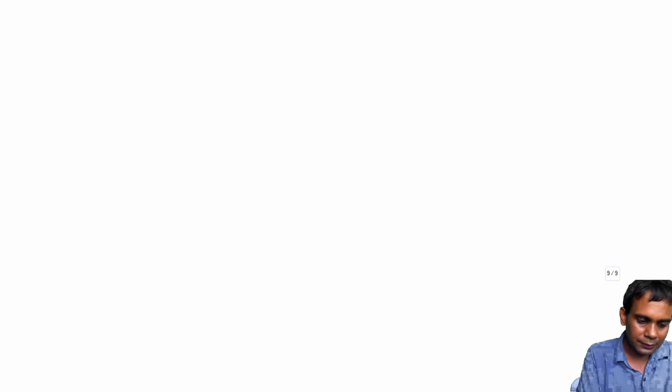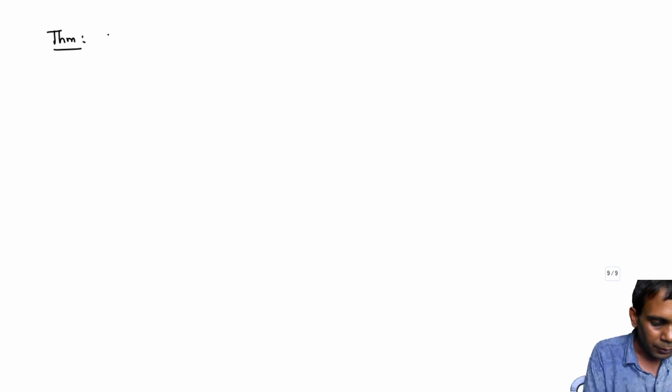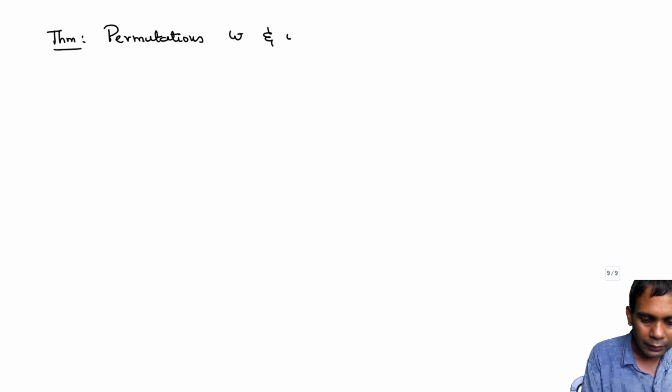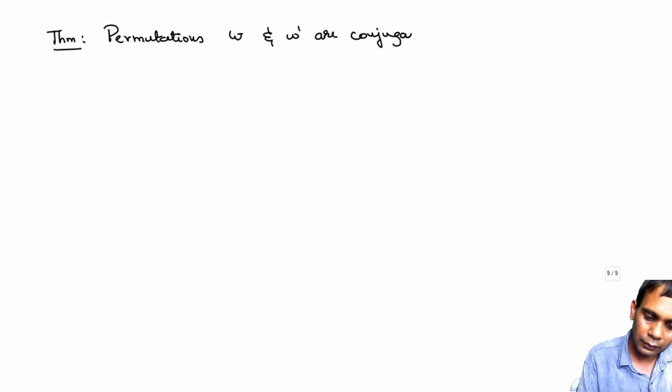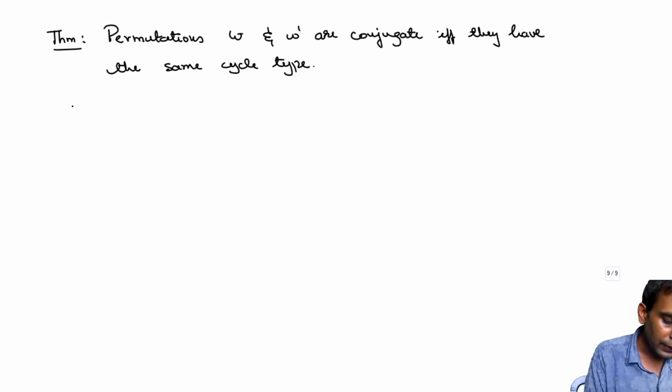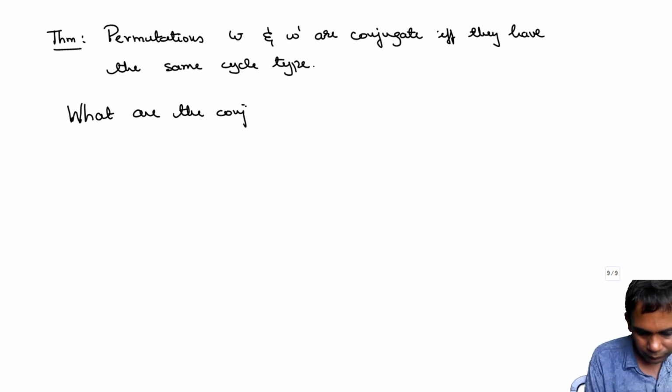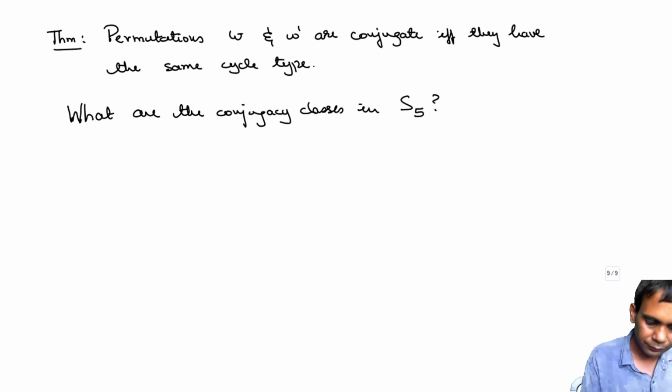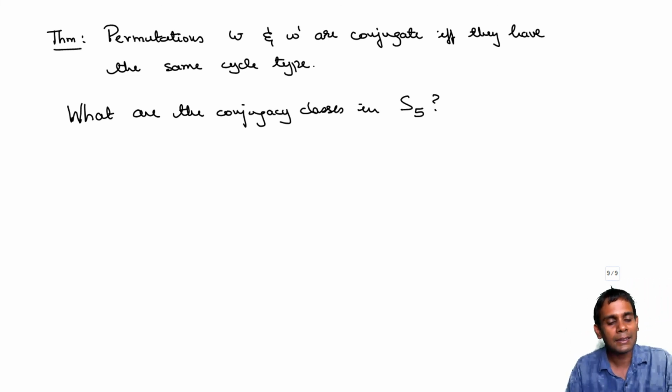Okay, so the theorem that we have is that permutations w and w prime are conjugate if and only if they have the same cycle type. So, as an example, what are the conjugacy classes in S5? We just have to write down all possible cycle types.